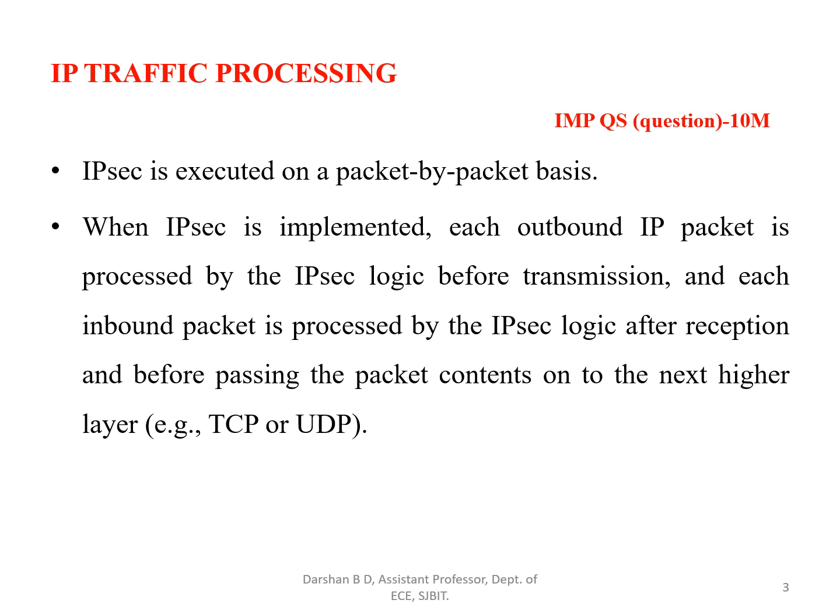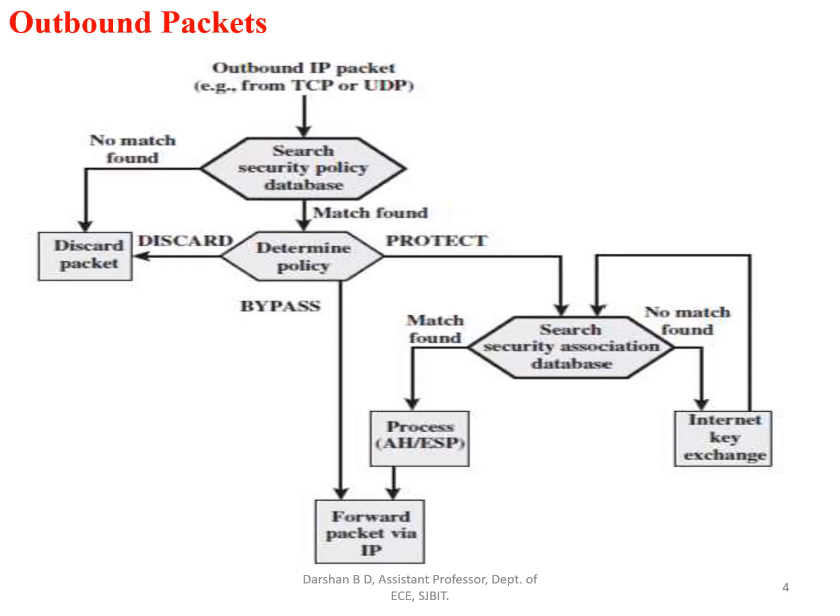Means when you are going to transmit the information or packet, we are going to process it using IP security logic before the transmission. Once we receive a packet, we are going to apply the IP security logic, and then send it on after the reception. The flowchart and figure give the outbound packet.